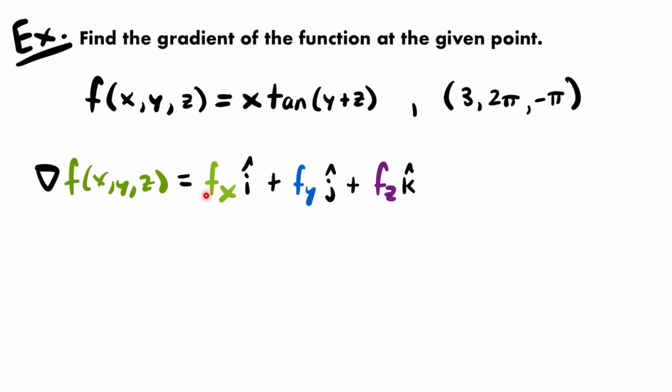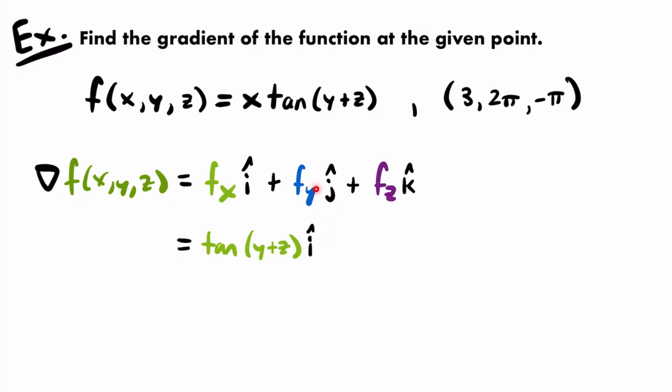Okay, so let's start with the partial derivative with respect to x. And so looking at this function here, we have x times tangent of y plus z, and tangent of y plus z with respect to x is just a constant. It would just be the coefficient or the number multiplied by x. So if you take the derivative of x to the first power, you're just left with that coefficient. So the gradient will be equal to tangent of y plus z, and that's multiplied by i. That will be the x component.